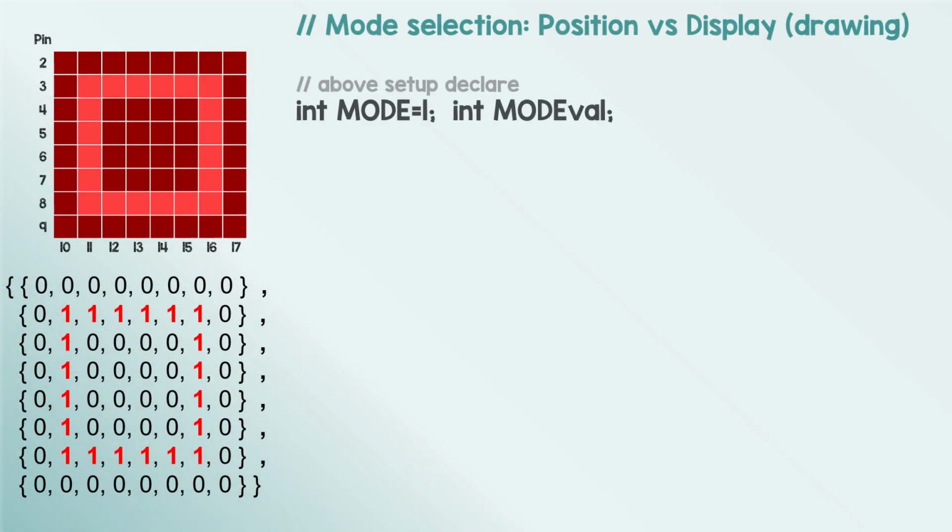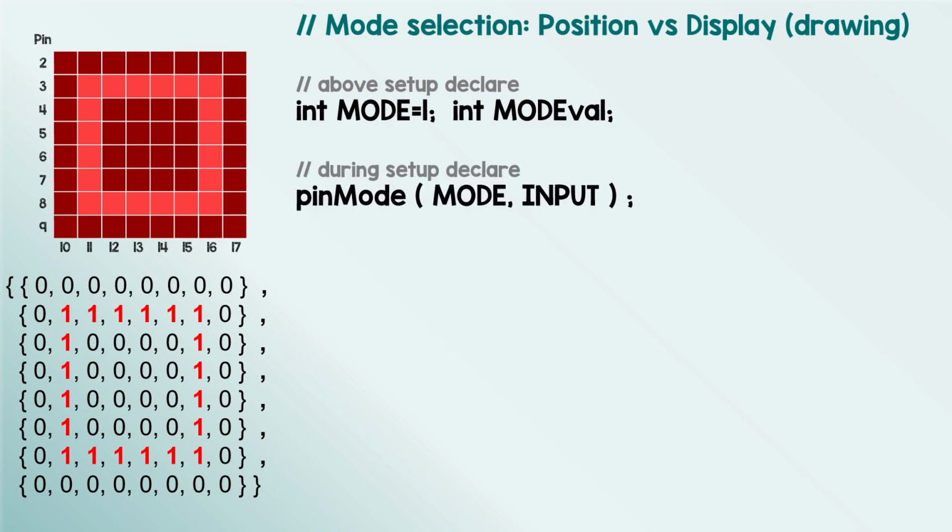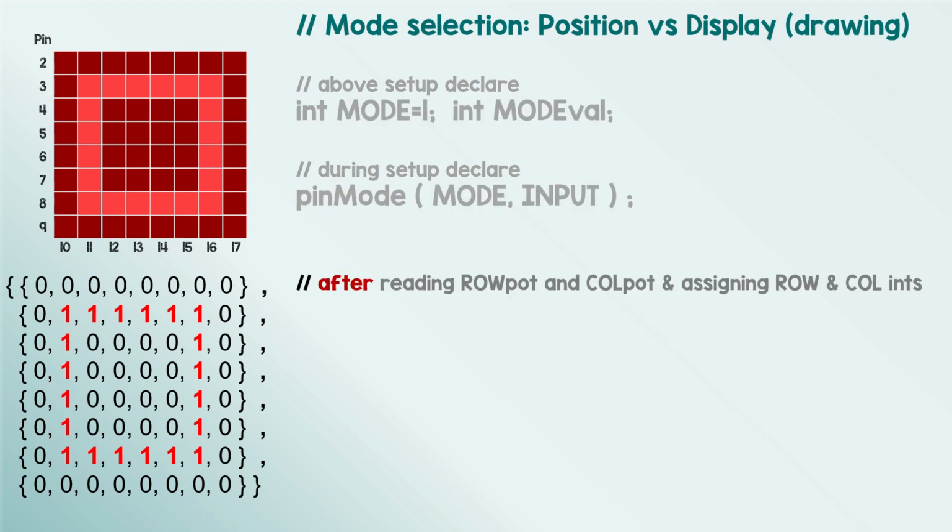So first of all, we'll do the mode selection by flicking the switch on and off. We need int mode equals 1, because that's pin 1 of the Arduino, and a value to store its value. Then we'll declare it as an input, and then after we've read the row pot and the column pot and assigned row and col integers, we put the following code.